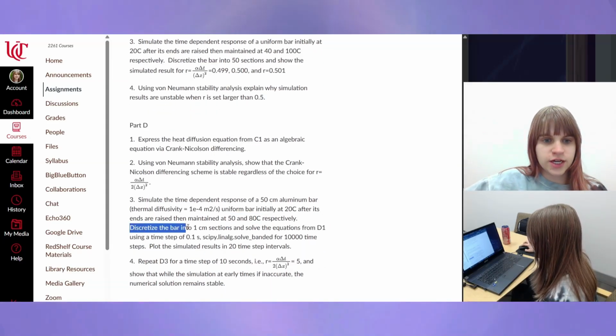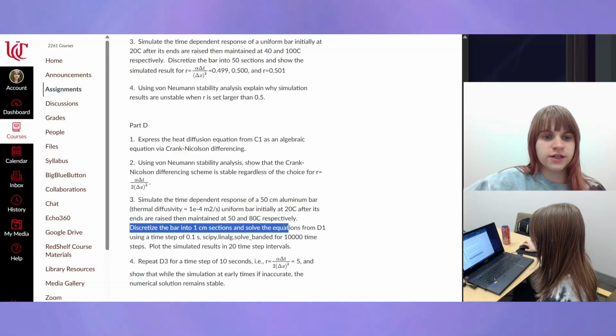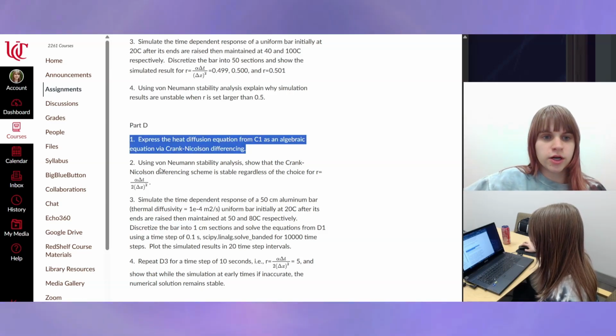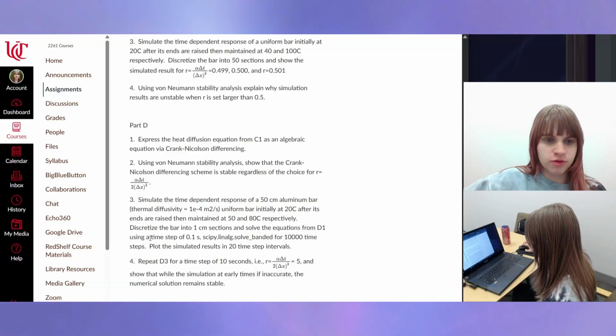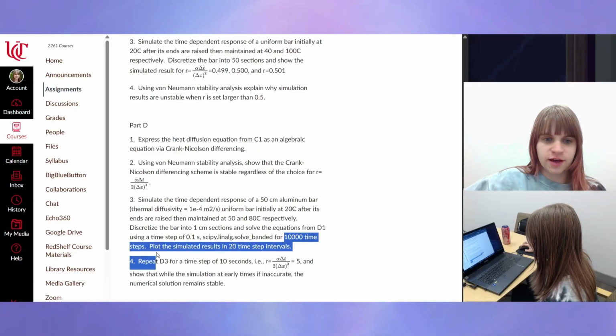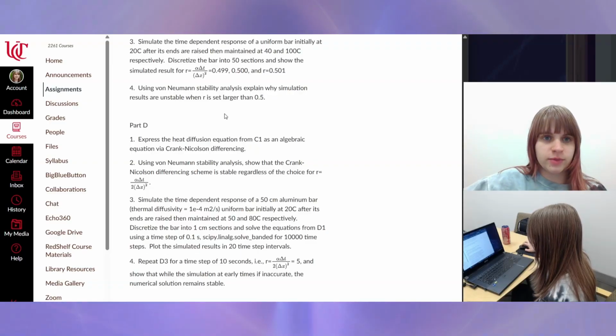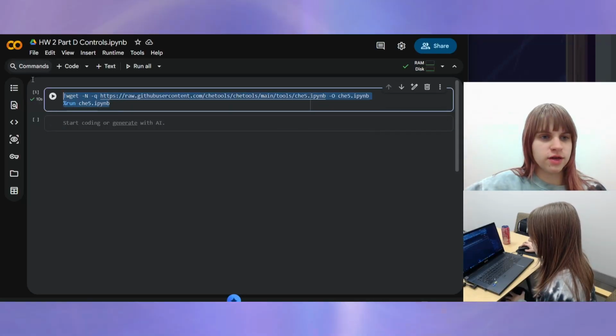So I'm going to discretize that into 1 centimeter sections and then solve it. Solve the equations from the equation I created in part D1 using this time step of 0.1 seconds for 10,000 time steps, and I'm going to plot this in 20 time step intervals. As always, I have this import up here.